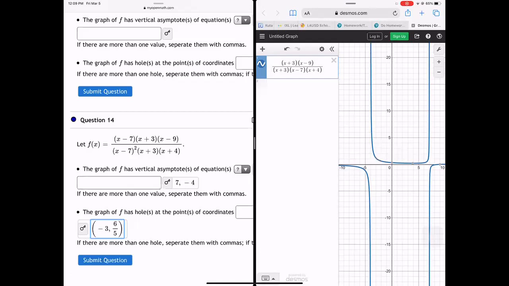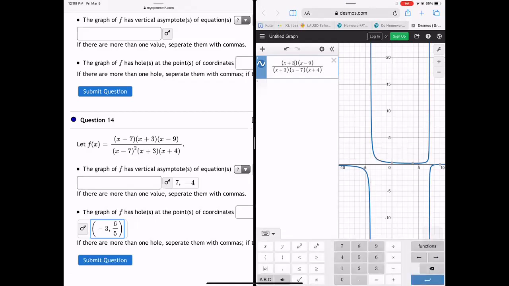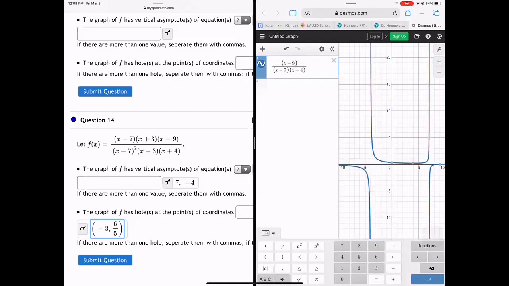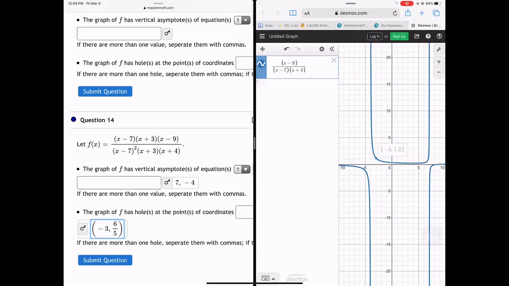And the hole should have been 6/5, which is 1.2. And we can take a look at that again. If I delete this, we end up with 1.2 at -3. -3 should have been at 1.2. Whatever. It's there, 1.2, right?